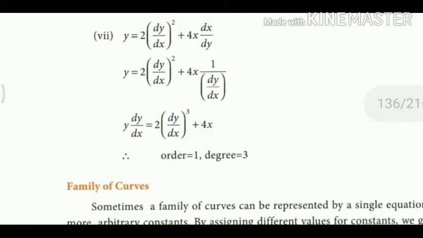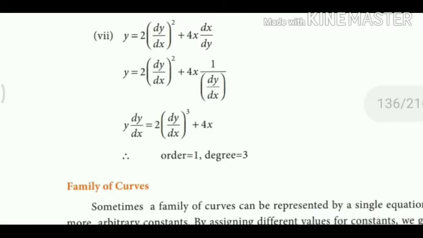So our equation becomes y dy by dx equal to 2 (dy by dx) whole cube plus 4x. Here the order equals 1 because all the dy by dx terms are first order. Okay, so order equals 1. The power of this highest order derivative is 3. Therefore degree equals 3.